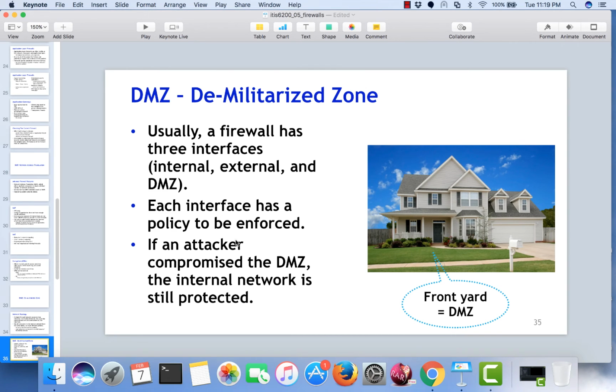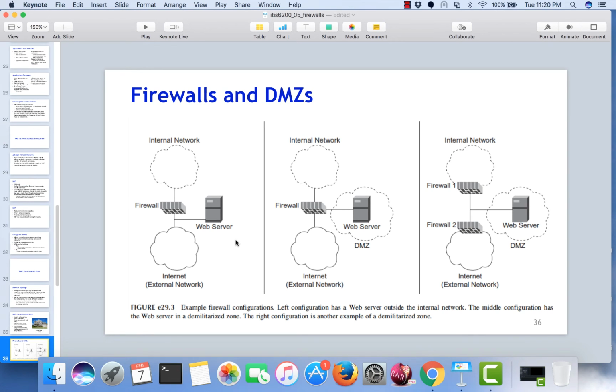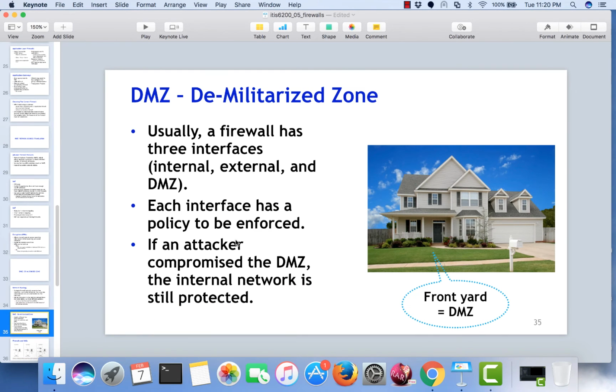But at the same time, if you have a website, you want people to be able to see your web servers and access them. So you're going to have to be able to set that. This is what a demilitarized zone is. This is an area of your internal systems that you allow the external world to see. There is usually a firewall with 3 interfaces: the internal, the external, and the DMZ. There's a nice picture that I have.